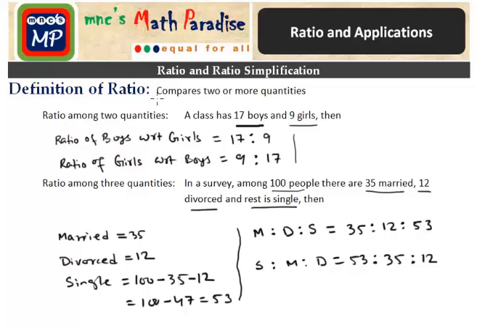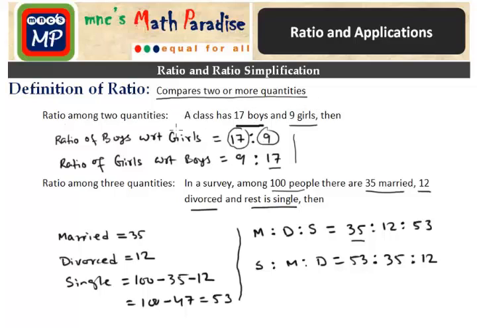Actually, ratio compares two or more quantities. So for example, how many boys and how many girls are there? This is telling the comparison that if there are 9 girls, then there will be 17 boys, or if there are 17 boys, there will be 9 girls. If there are 35 married people, then there will be 12 divorced people, 53 single people. So ratio compares two or more quantities.